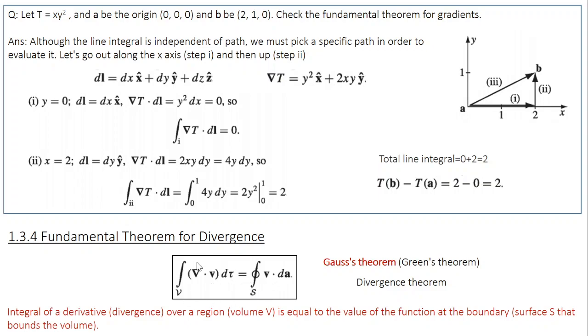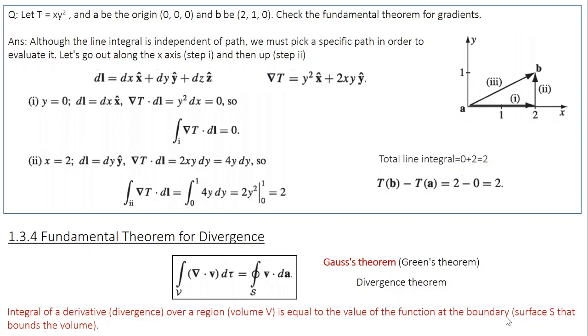What's the physical meaning of this? The integral of a derivative, here the derivative is the divergence, over a region of volume V, is equal to the value of the function at the boundary. Remember, for a volume, the boundary is the boundary surface.